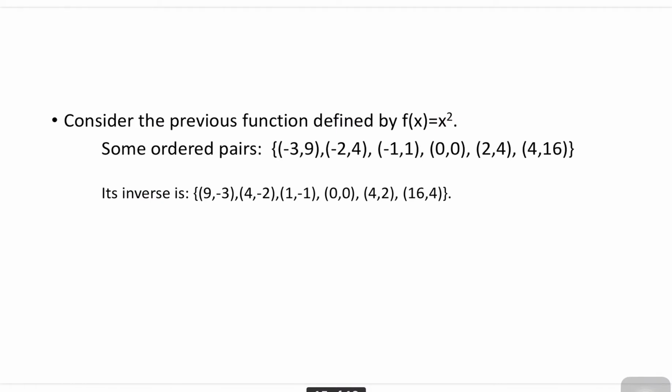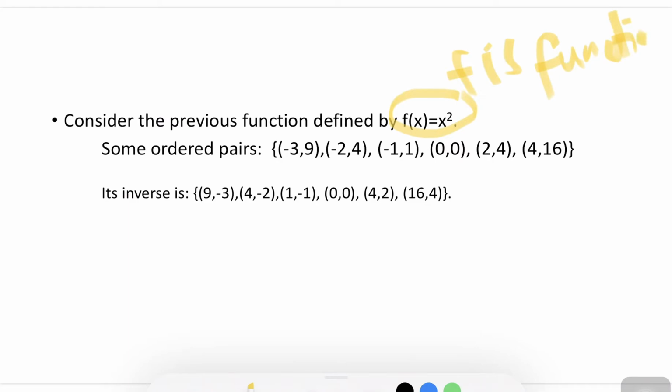For example, consider the previous function defined by f of x equals x squared. This is a function. No two ordered pairs have the same first component. So f is a function. And now, some ordered pairs are these from the previous example. Then its inverse, again, this one. It is the same example from the previous slides.